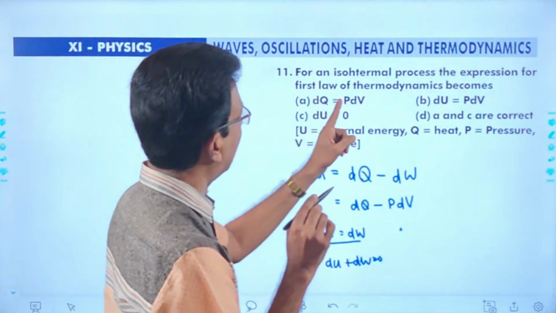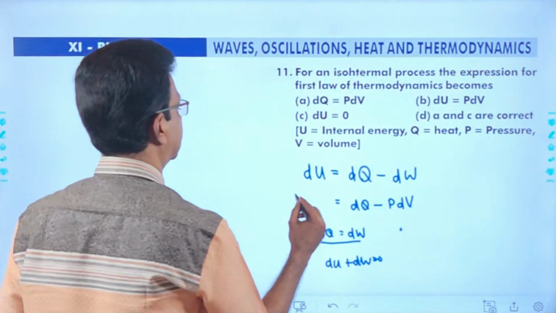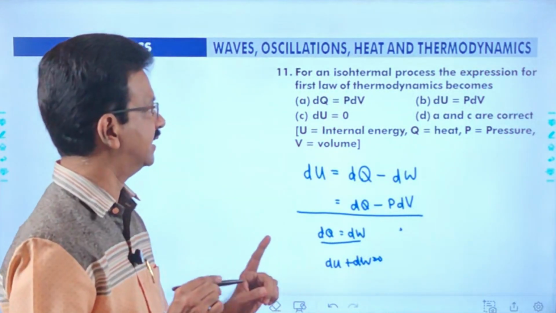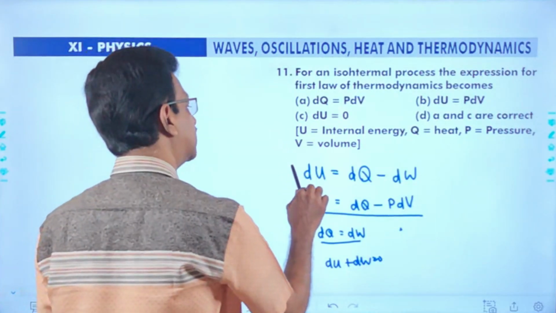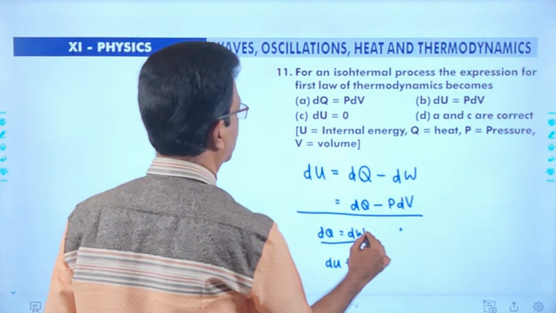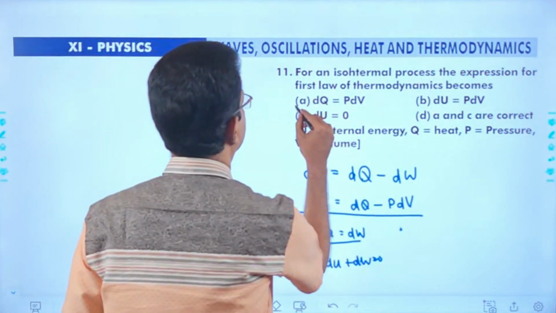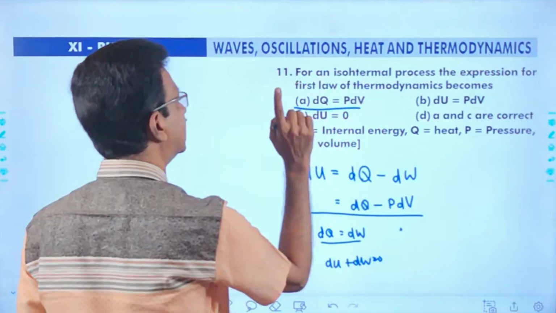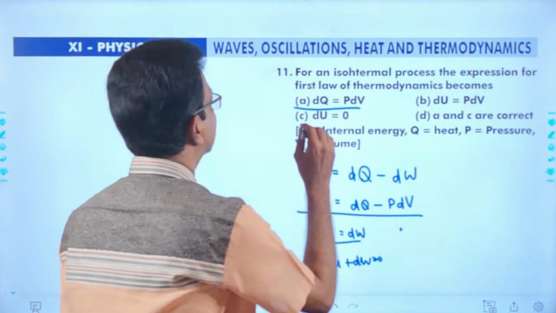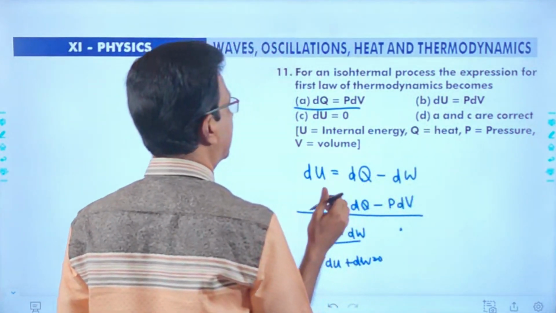Here, in an isothermal process, the original expression for the first law is dU equal to dQ minus PdV, or dQ minus dW. For an isothermal process, dU becomes 0, or U becomes a constant. Then dQ equal to dW, or dQ equal to PdV. Therefore, to this question, the correct answer is A, dQ equal to PdV. dQ, that's correct. Then the second one, dU equal to PdV.